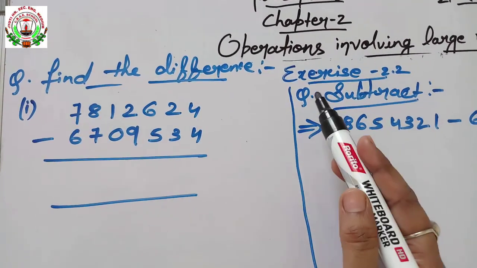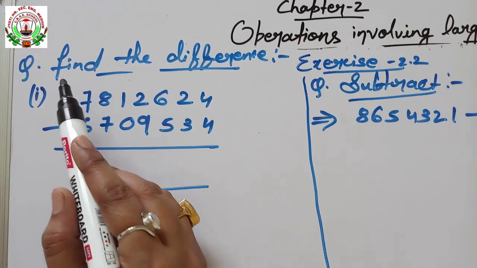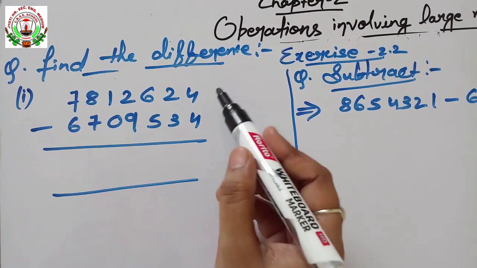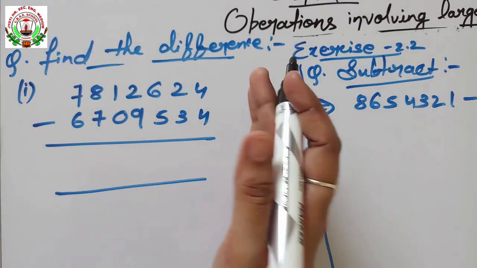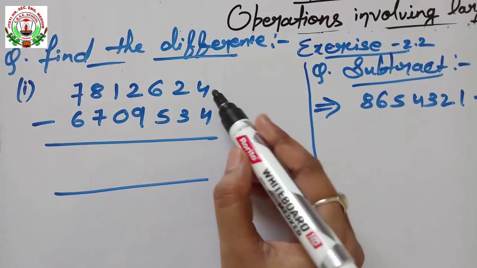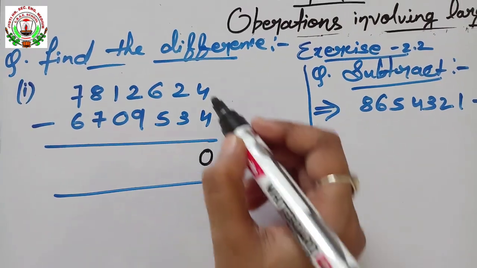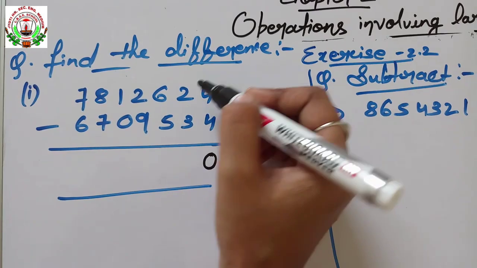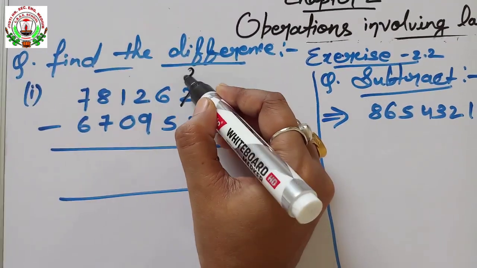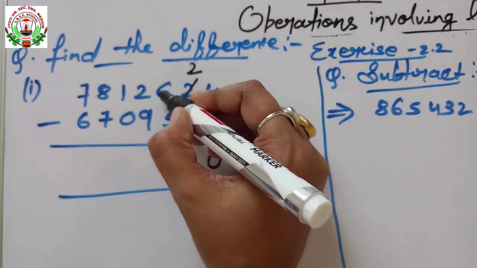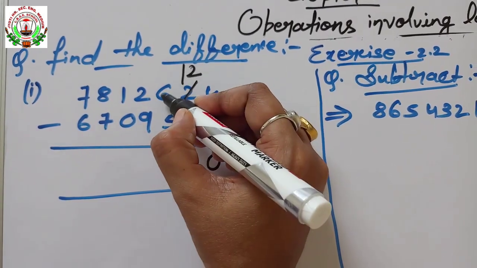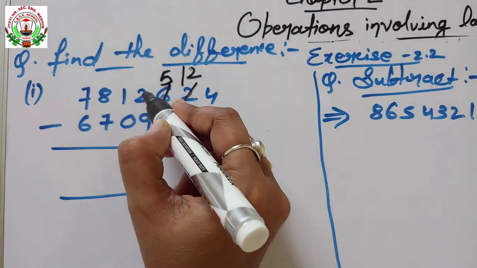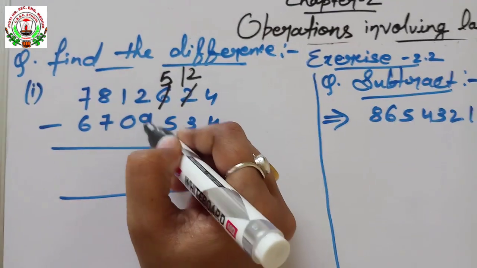Now come to exercise 2.2. First question is find the difference, and here the question is given. It is very simple. First we will subtract. We will start from the right side. 4 minus 4, 0. Now here we can't subtract this 2 and 3 as 2 is smaller. So we will write 2 as it is, and here we have to borrow from the left side. So here it will become 5, and again we can't subtract this number.